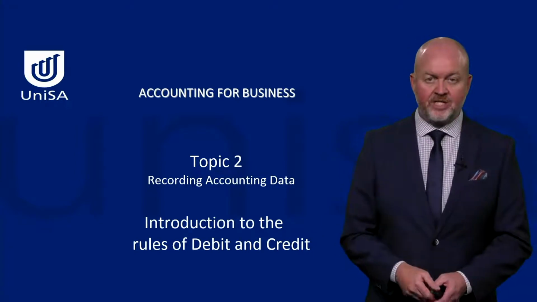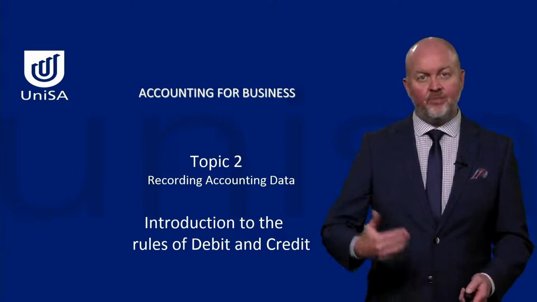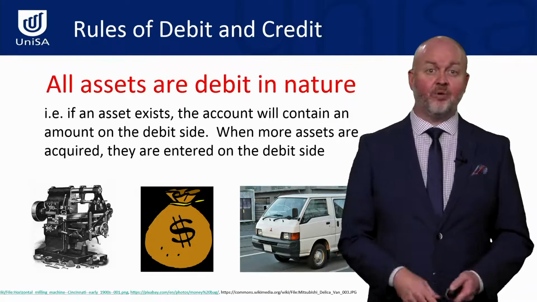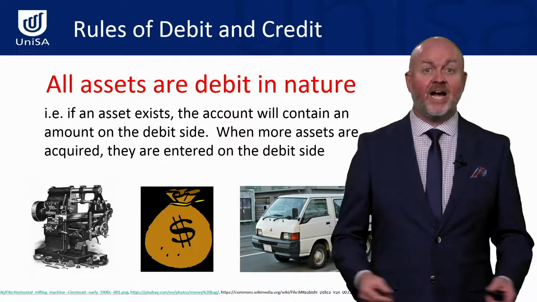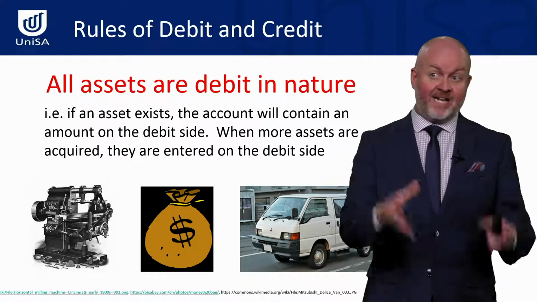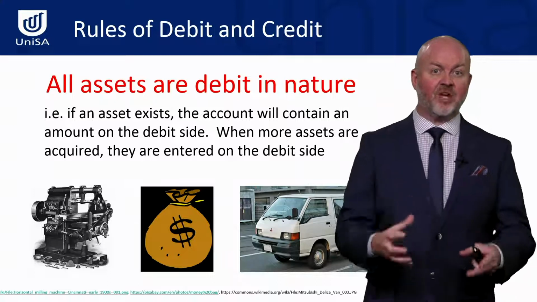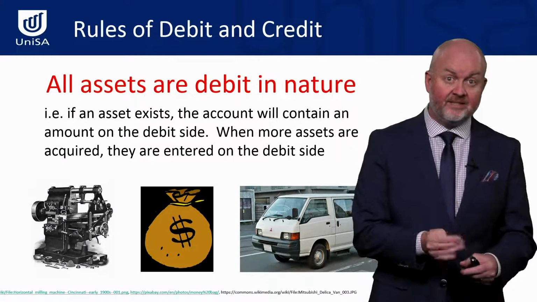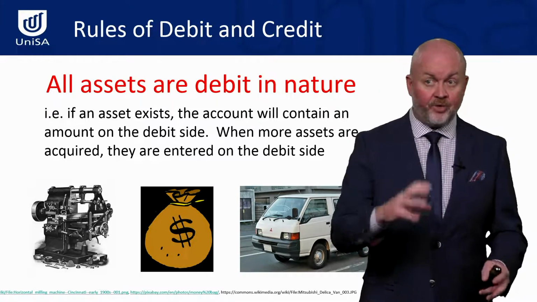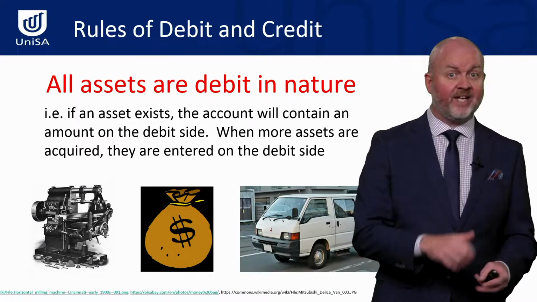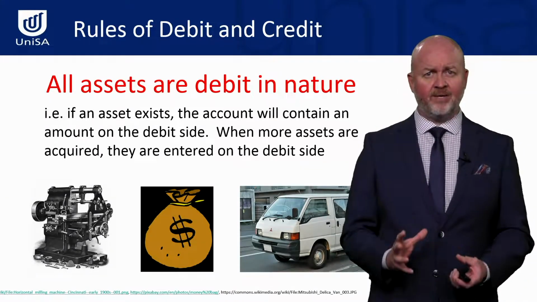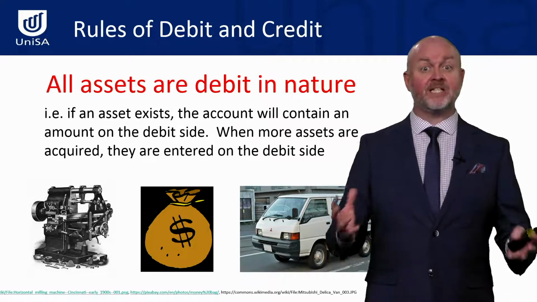So let's step through this process now so we can figure out how we apply it and work through some examples. The first rule of debit and credit, and it's a fairly important one, is that assets are debit in nature. That means that if an asset exists, the account will have a balance on the debit side or the left-hand side. And if we add more assets to that, if we purchase more assets, then we would record those on the debit side or the left-hand side of the ledger.